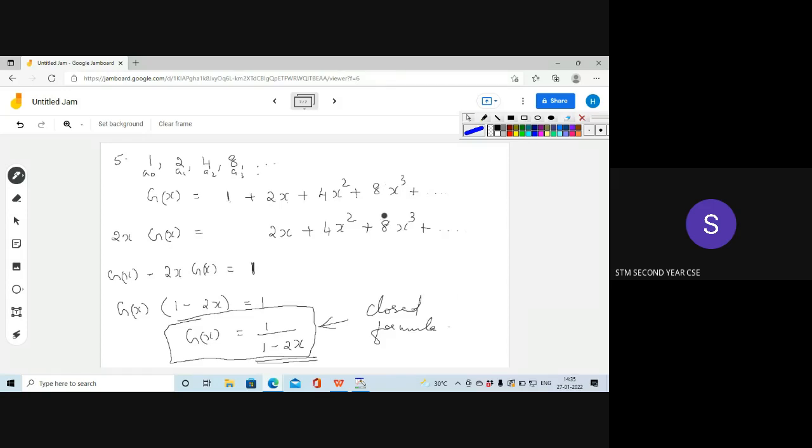Is it clear? Any doubt? Did you understand how to generate the sequence? Just look at how, if you cancel, you can eliminate these infinite polynomials. Look at the terms and find out which term you should multiply. Any doubts? Shall I proceed to the next one? Okay, Akshara, okay.